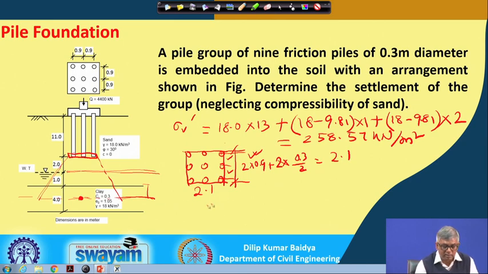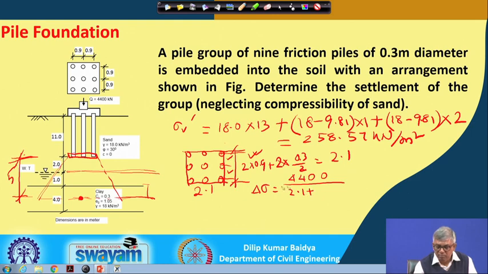So, your enlarged block, and from here to here the depth is how much? From here to here, the middle of the clay layer, this depth will be equal to 2 plus 1 plus 3 plus 2, that means 5 meter, from the pile tip to the middle of the clay layer. So, you will have the enlarged delta sigma equal to Q design, 4400, divided by your B, 2.1 plus 5, and W also 2.1 plus 5, since it is a square one. So, this delta sigma, if you calculate, gives you a value equal to 87.28 kilonewton per meter square.